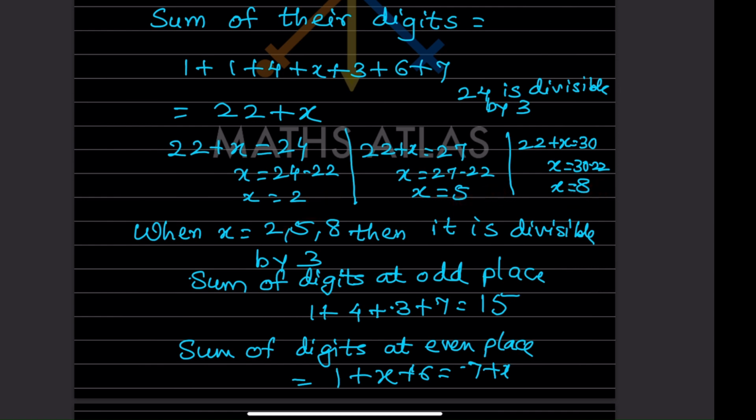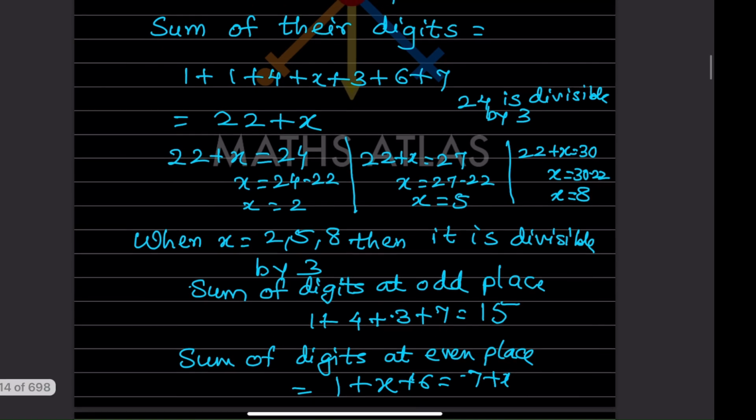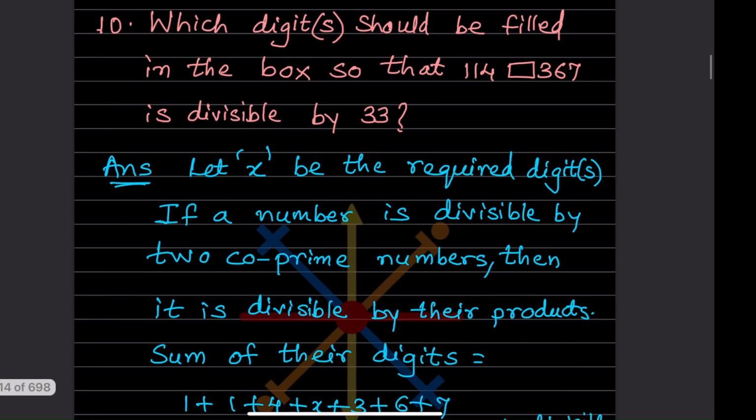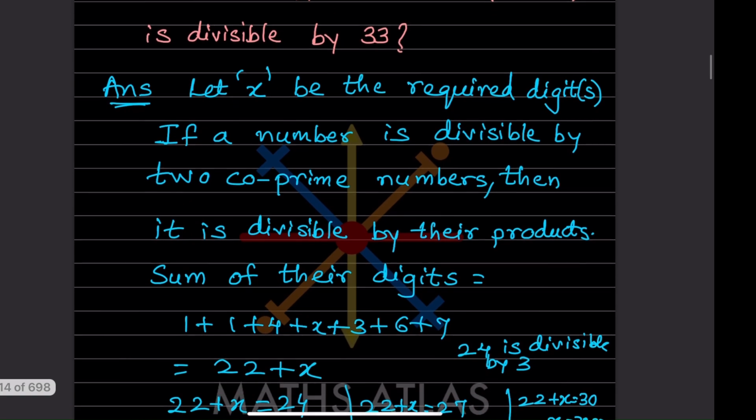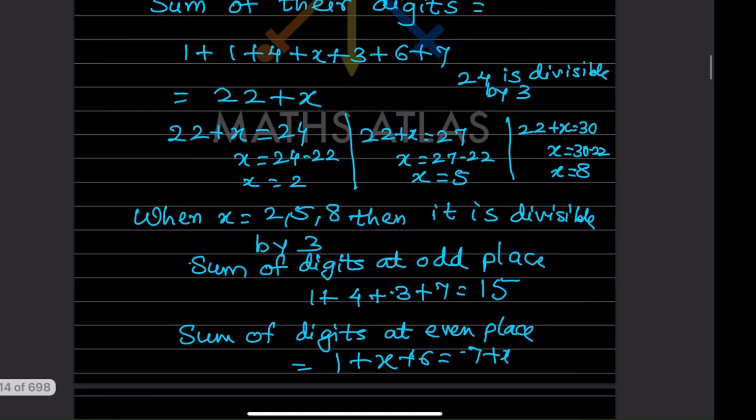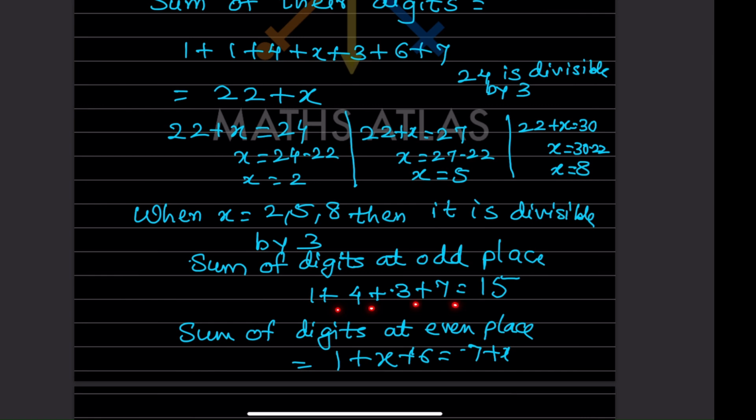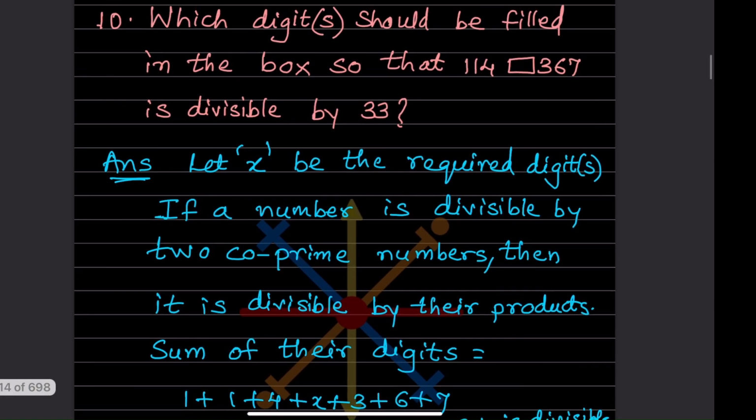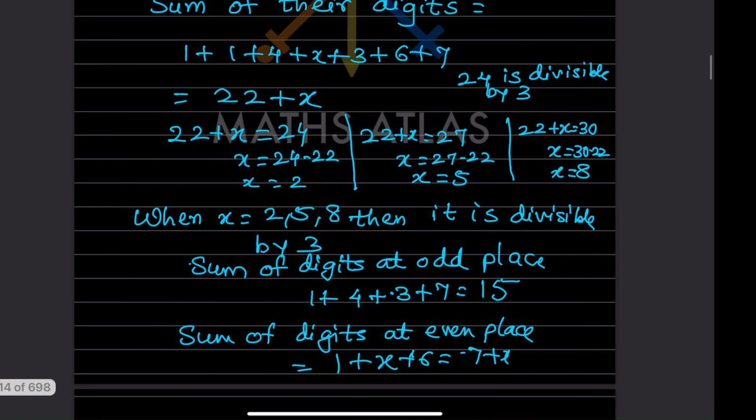So now when you add these ones here, 1 plus 4 plus 3 plus 7, whenever there is a rule, see here: 1 plus 4 plus 3 plus 7 at the odd places. These are the odd places. Can you see these numbers? And these are the even places. So even places, that will be 1 plus x plus 6. That will be 7 plus x.